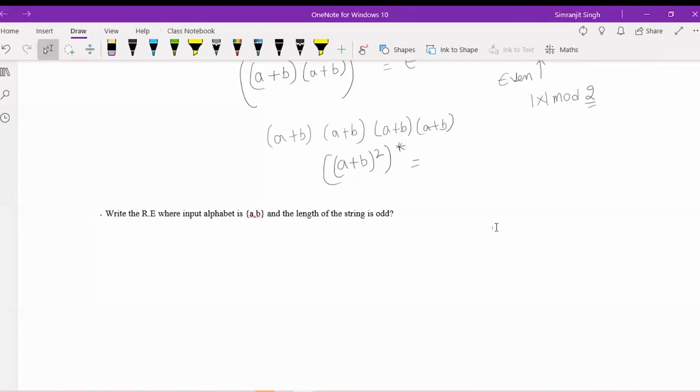Again, if you write it with the mod operator here, x mod length of the string is odd. Can I write it as x mod 2 equal to 1? Okay, so x mod 2 equals 1.